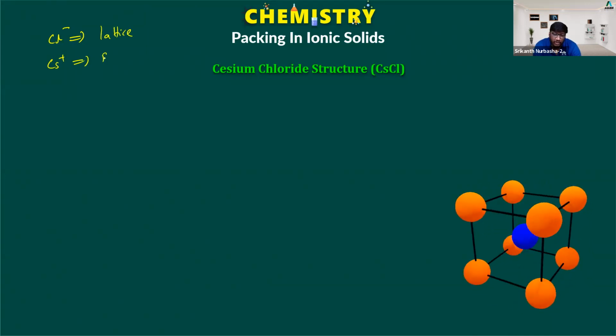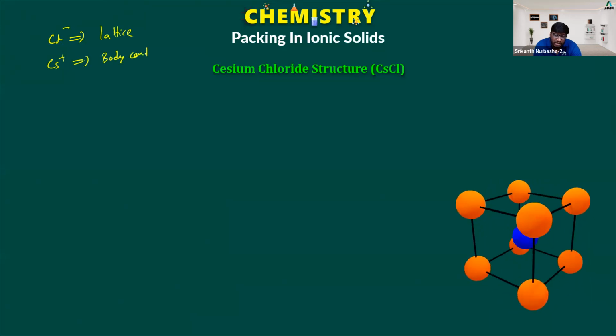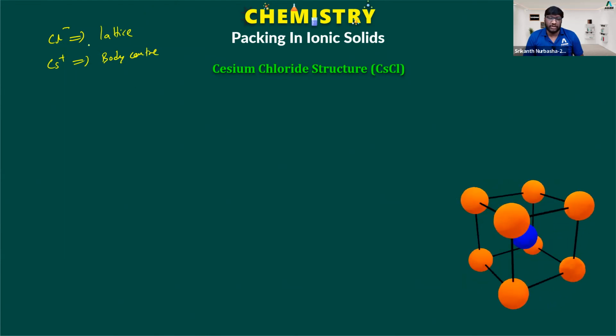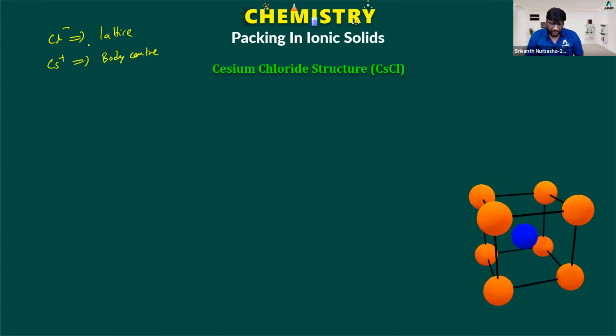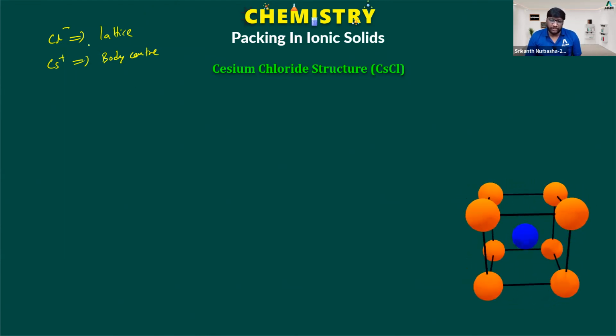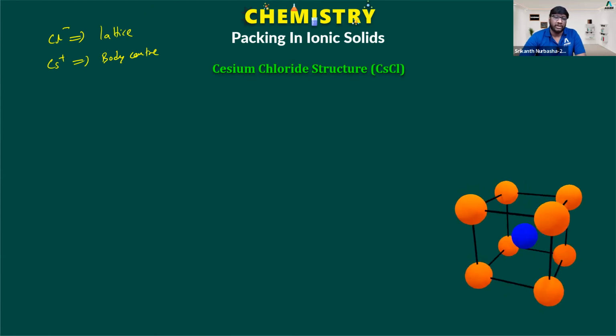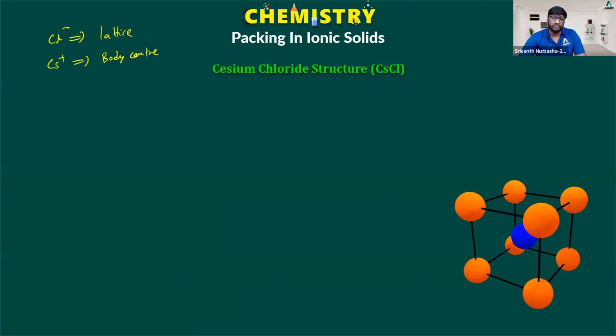Cs plus is present at body center. Body center. Understand this point? You may again ask a question, sir, how we can say Cl minus is forming the lattice? Generally, the anions are generally forming the lattice. Cl minus are forming the lattice, but not CCP lattice. What type of lattice is going to be formed?